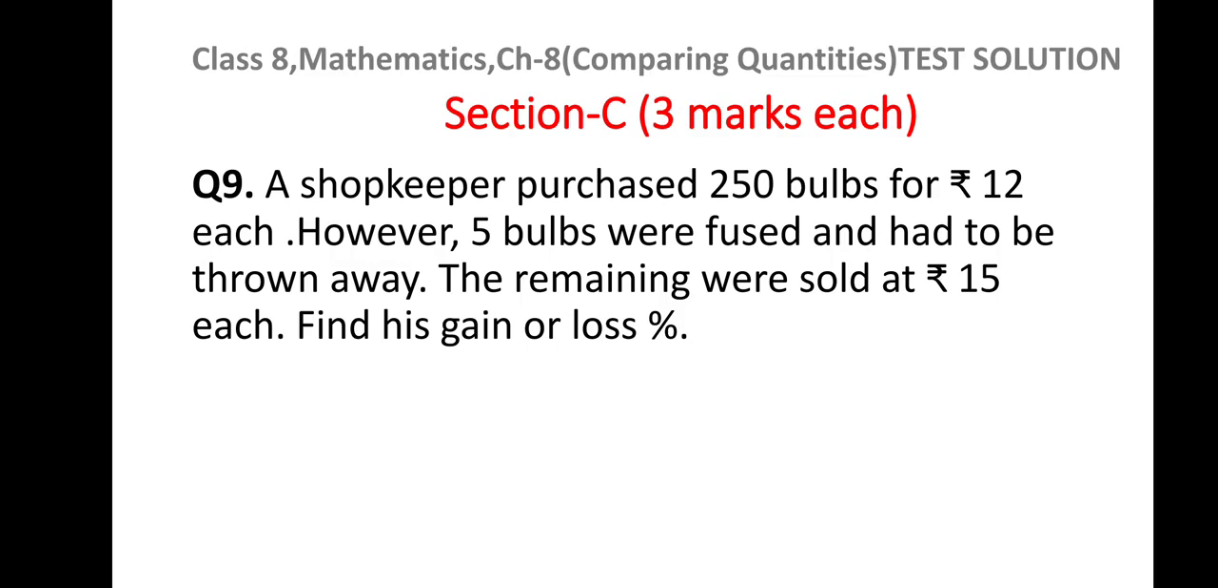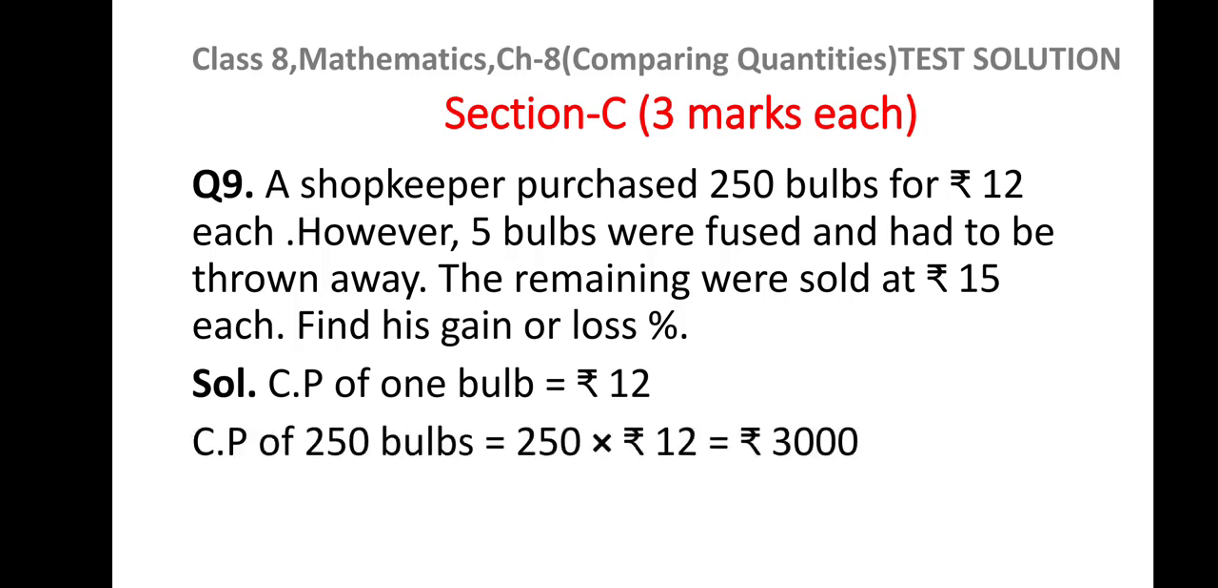Dear children, whenever you need to find gain or loss percentage, then you need to have the values of SP and CP. Then only you will come to know whether gain is there or loss will be there, and then accordingly you can calculate gain percentage and loss percentage. So let us see in this case. CP of one bulb is given to us, that is rupees 12. So CP of 250 bulbs will be 250 into rupees 12, that will be total 3,000 rupees. So we have calculated CP now. CP of 250 bulbs is rupees 3,000.